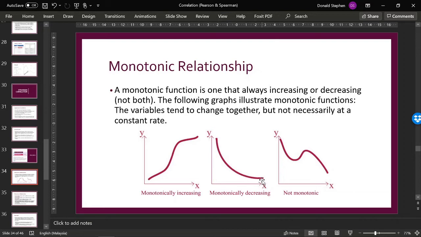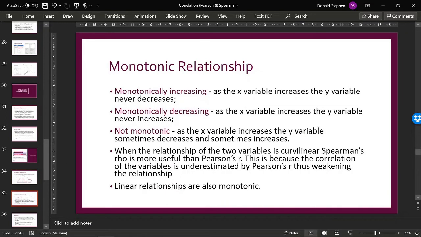So if a graph is not monotonic, it means when x increases, y can decrease and increase and decrease again. So it has both increase and decrease. If this happens, this is what we call a non-monotonic graph. So this is what it means here.